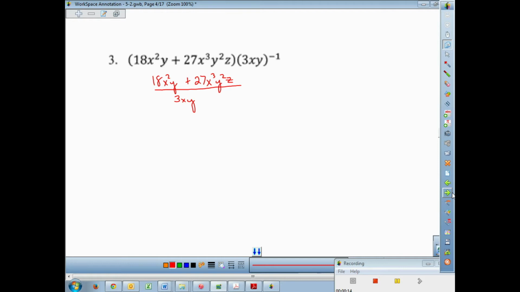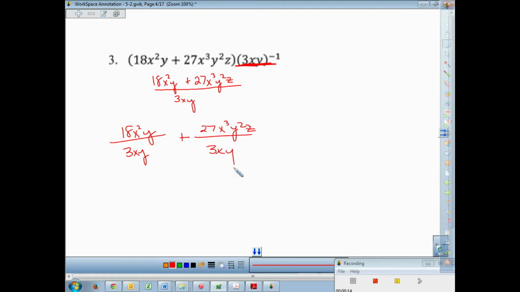Then instead of writing that, can you just go ahead and rewrite it where it's all separated out already? You'd take this brother of 18x squared and wouldn't you have to put it over the 3xy? Like whatever this particular dude to the negative 1 is the denominator, right? And then you'd have plus 27x cubed y squared z, please cross your z's, over 3xy. And get her all divided out for me.